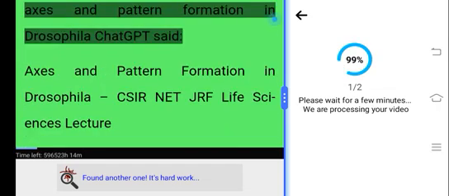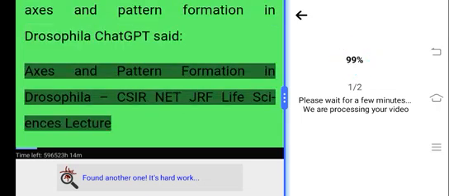You said: Axis and pattern formation in Drosophila. ChatGPT said: Axis and pattern formation in Drosophila. CSIR NET JRF Life Sciences lecture.